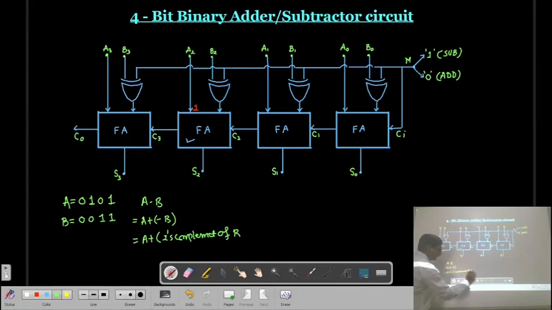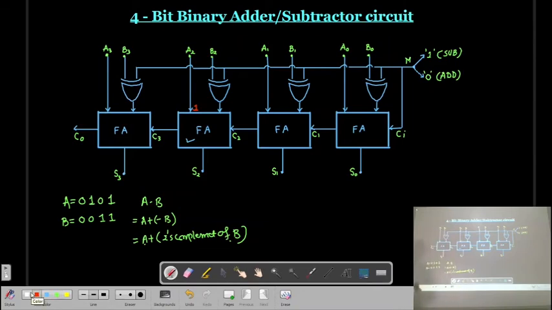2's complement of B. Correct? And that will give you a subtraction. So here A has to be added with a 2's complement of B. Now how is the 2's complement generated? Let us see.